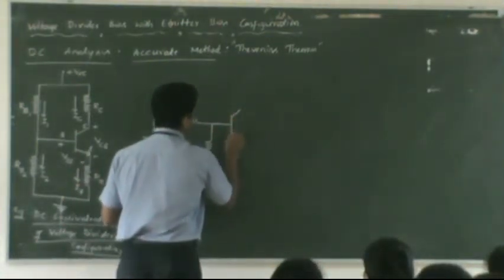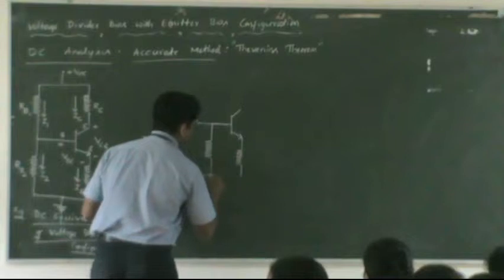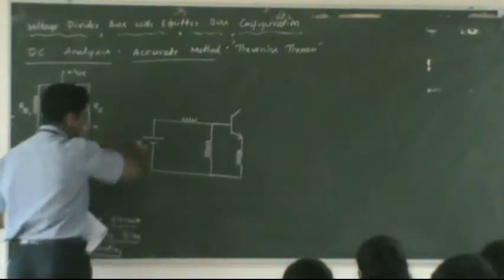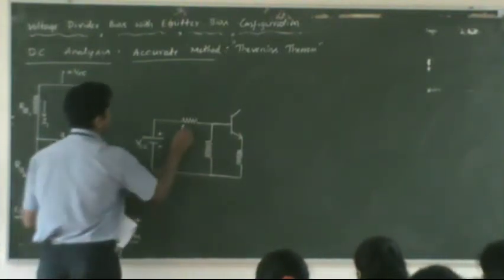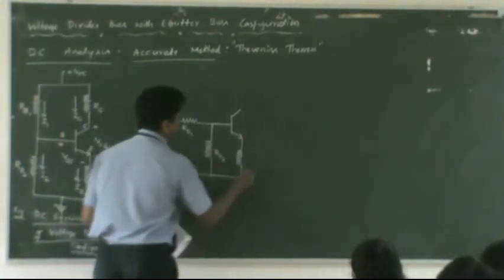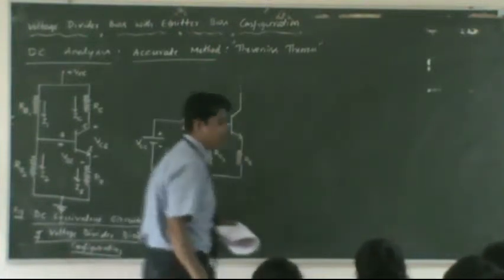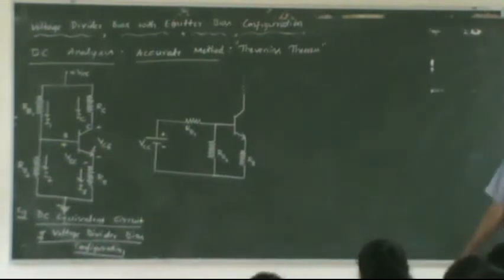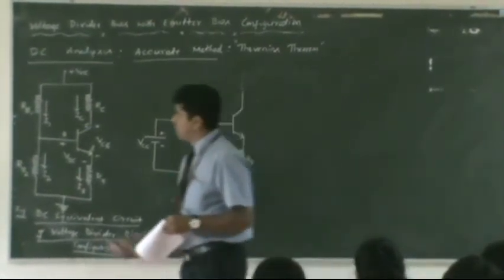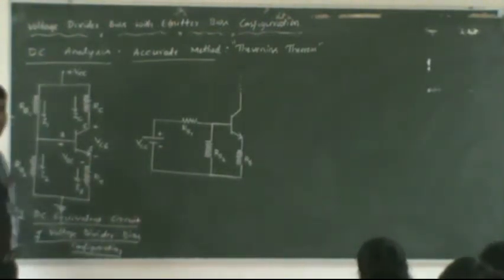Let us call the supply voltage VCC, with plus and minus. This is RB1, RB2, and this is RE. The rest of the circuit we do not write, because we are not going to modify that section. The left section stays as it is. Did I make any changes from this circuit to this circuit? I don't think so, only a few changes.